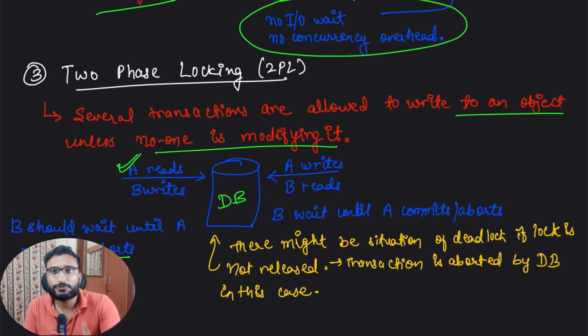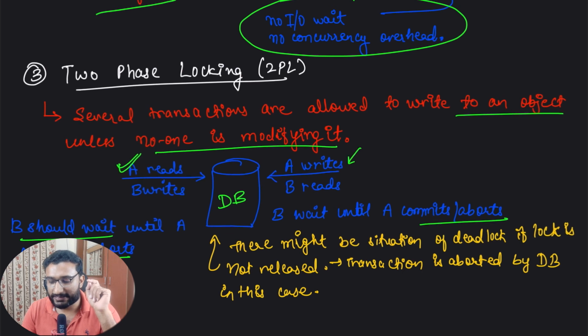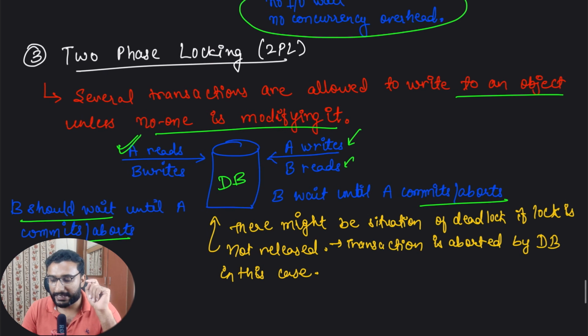What I said a bit earlier was wrong, so skip that. If A is reading, then B will wait so that A only reads the committed value. B will not be allowed to write unless A has committed or aborted, meaning the transaction is complete. Similarly, if A is writing and B is reading, B will wait until A commits or aborts, until the write operation is committed or aborted.